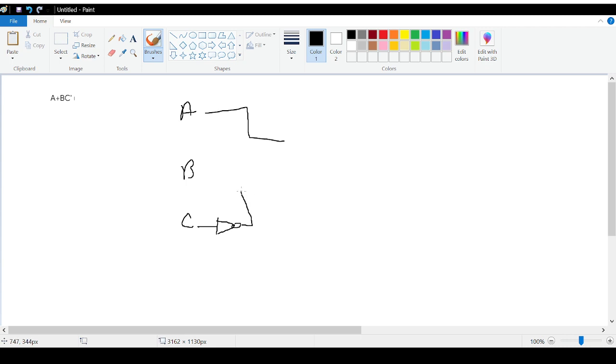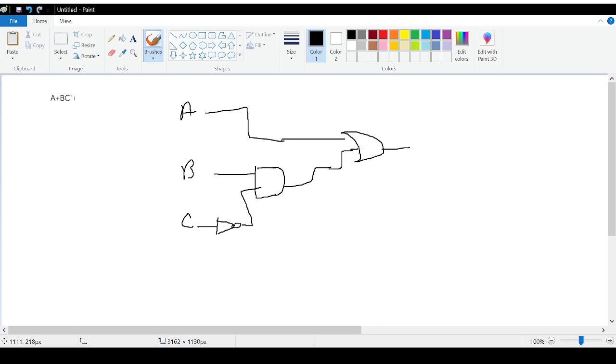Then I will AND it with B, and then I will OR it with A. Is this much clear? I just simply drew the circuit using basic gates. Guys, is this much clear?